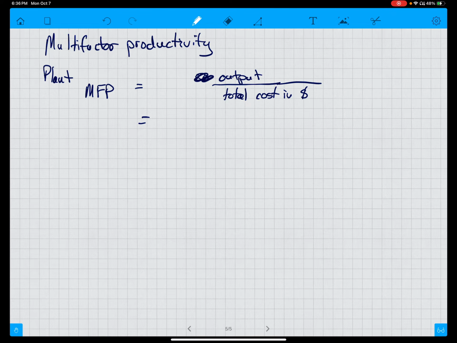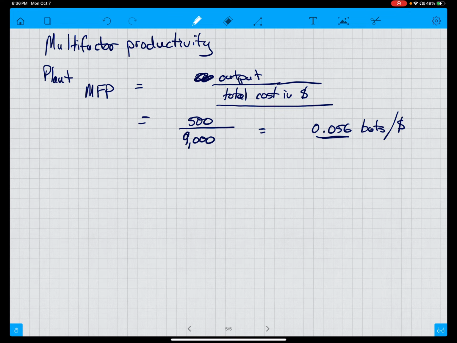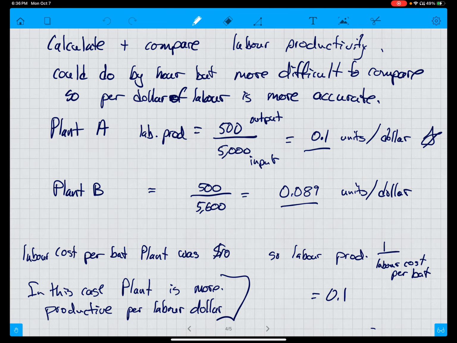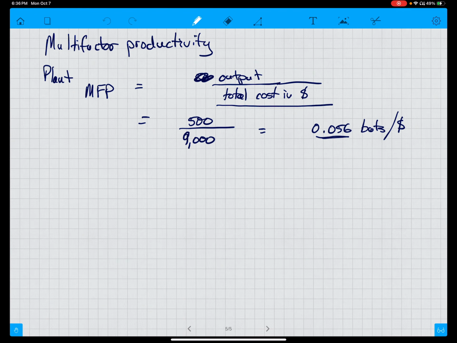And so you could do the total cost, but we've already calculated it. So it's 500 over 9,000 equals 0.056 bats per dollar. Plant B's number should be smaller than this number because you have the same output on the top, but you should have more dollars on the bottom. So it's 0.052 for plant B.